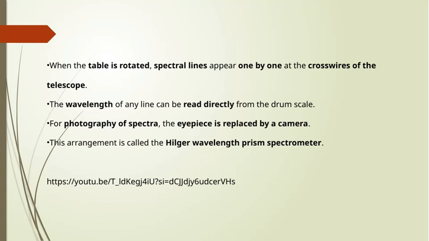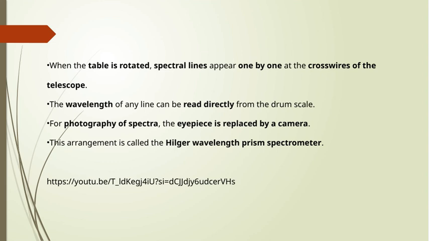When you rotate the table, you'll notice that spectral lines appear one by one at the crosswires of the telescope. This is a key part of how the spectrometer works, allowing us to observe different wavelengths directly. The wavelength of any specific line can be read straight off from the drum scale, making it a very precise and straightforward process. For photographing spectra, instead of using the eyepiece, we replace it with a camera. This setup allows us to capture the spectral lines for further analysis or documentation.